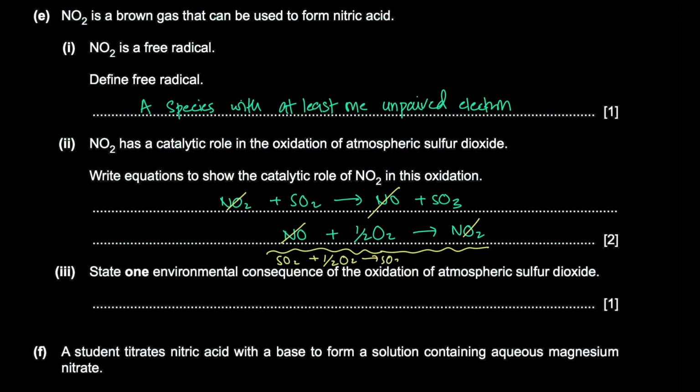Okay, so this is the overall equation for this reaction. State one environmental consequence of the oxidation of atmospheric sulfur dioxide. When sulfur dioxide is oxidized, it forms sulfur trioxide, and sulfur trioxide reacts with H2O to form sulfuric acid. This happens when rain falls, so this type of rain is called acid rain. The environmental consequence of the formation of sulfur trioxide is the formation of acid rain.